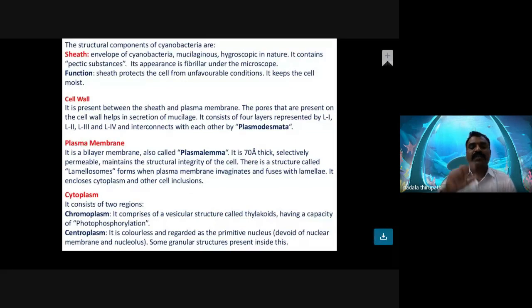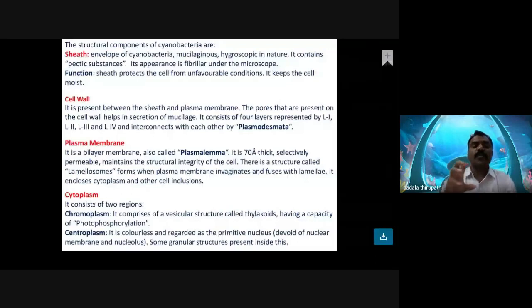Then the cytoplasm. The cytoplasm, which is present inside the cell, consists of 2 regions. The center part of the cytoplasm we call the centroplasm, whereas the peripheral area of the cell we call the chromoplasm. So we observe these 2 regions in the cytoplasm. Chromo means color, which is responsible for pigmentation. It possesses different pigments like carotenoids, phycobilins and chlorophylls. These are responsible for photosynthesis or photophosphorylation. This is the main physiological function observed in the chromoplasm, which is arranged in the peripheral area of the cell.